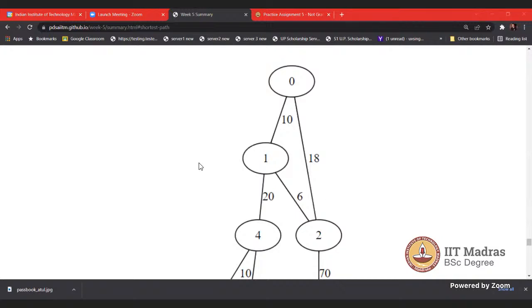Yes, so with Prim's algorithm, you can start from any node, and all will return the same answer.